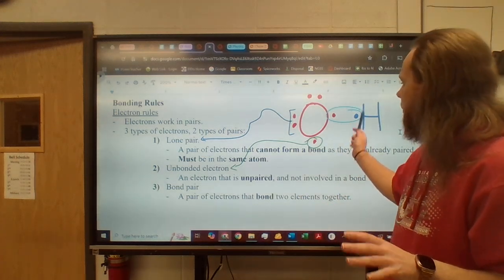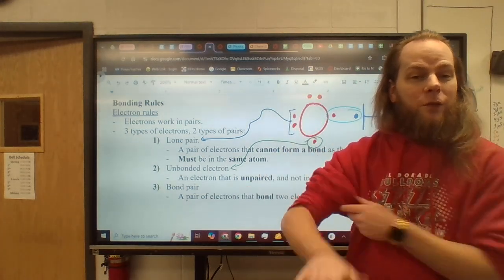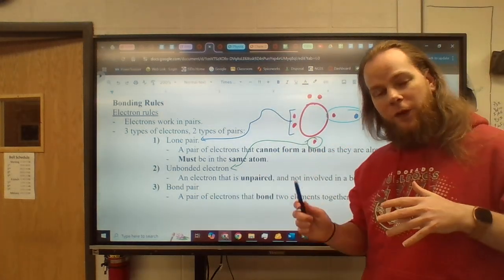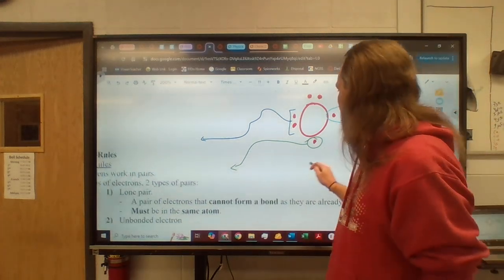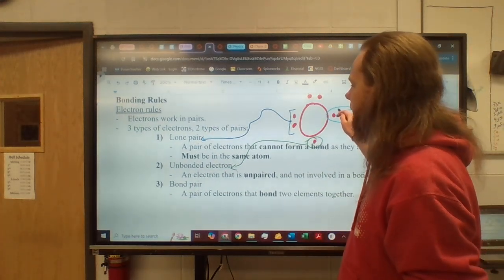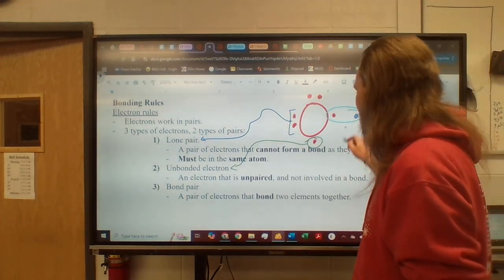On these bond pairs, the third kind here, you can't see those in individual atoms. They exist between 2 atoms. Oh, hey, I didn't turn my pen back on. Hang on.